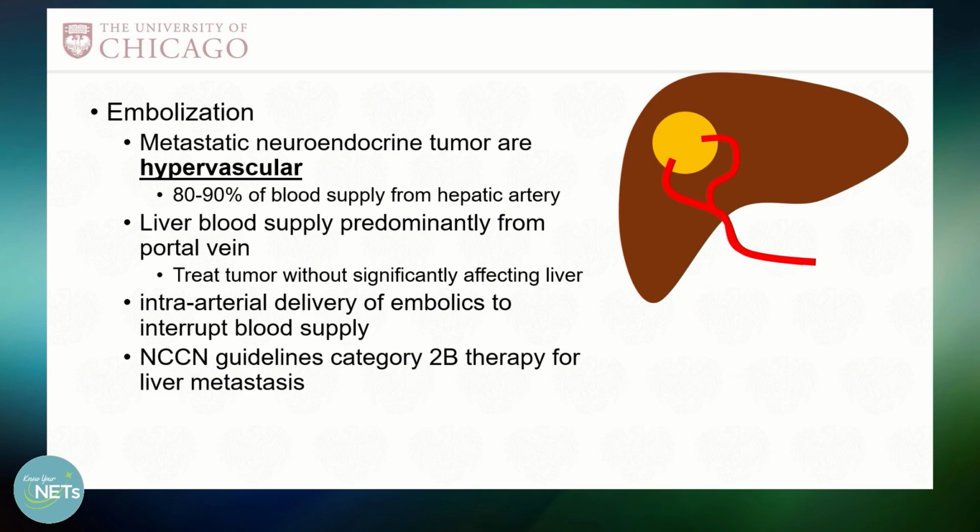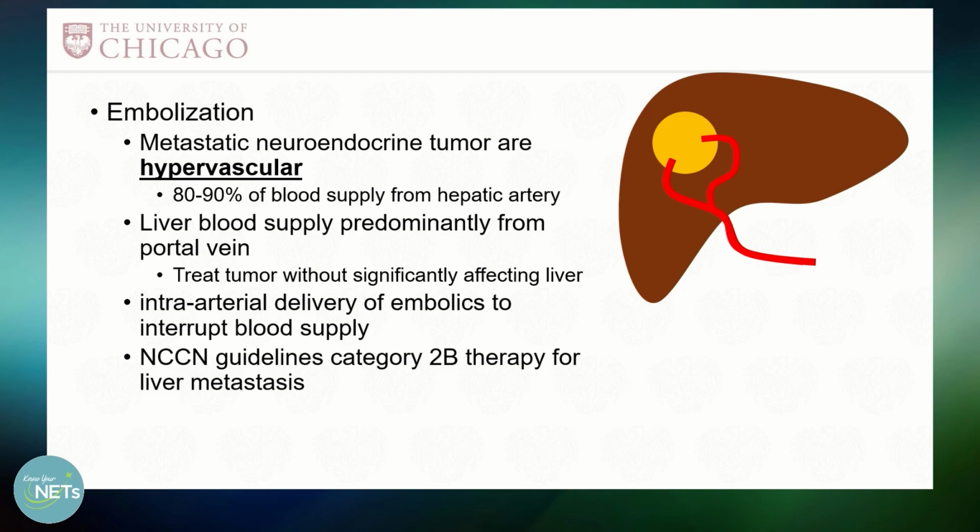80 to 90% of them get their blood supply from the hepatic artery. The liver itself gets its blood supply from the portal vein. And so we're able to take advantage of this by treating through the hepatic artery and preserving liver tissue. The way we do this is we deliver embolics intraarterially to interrupt the blood supply to tumors.